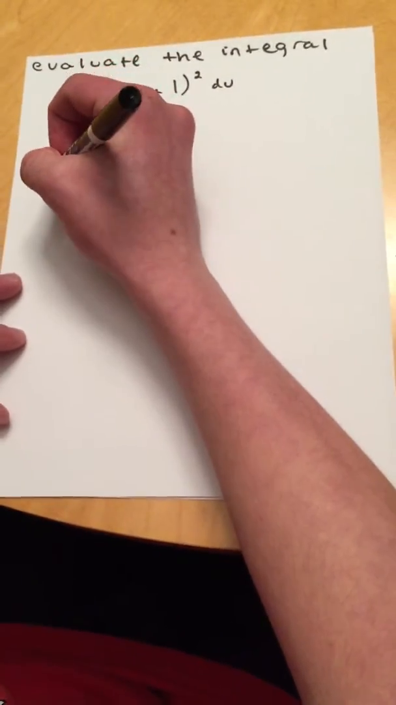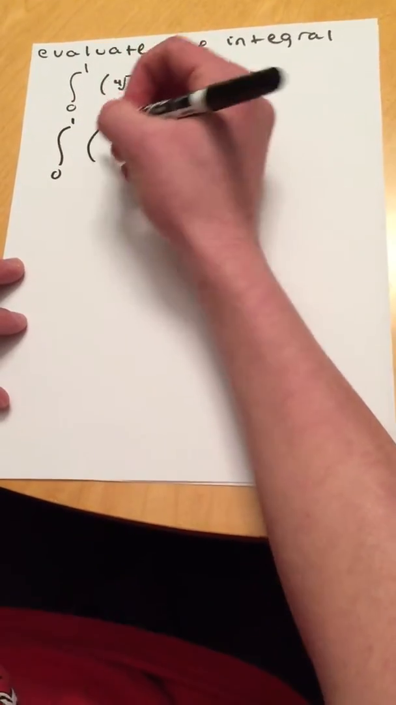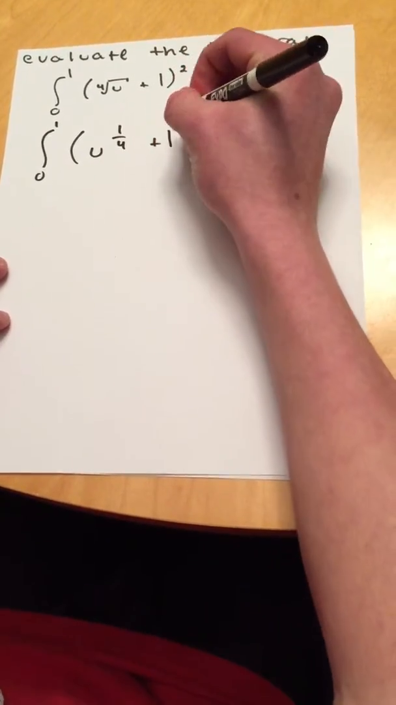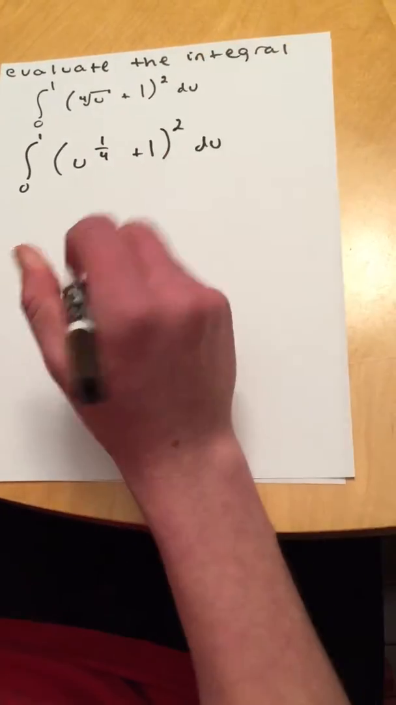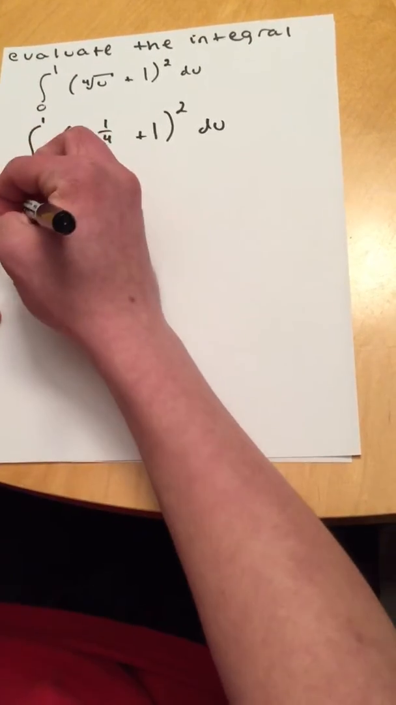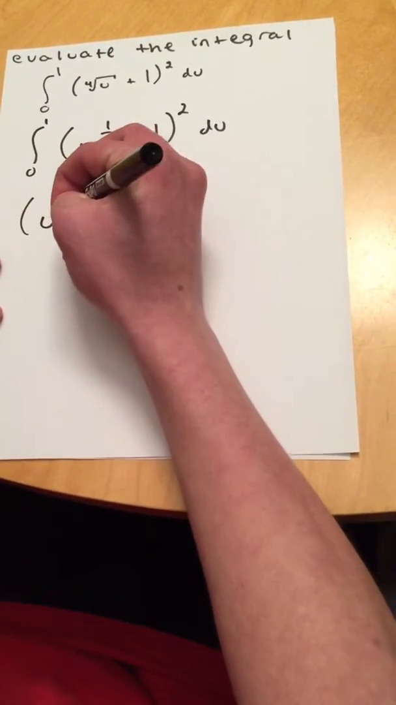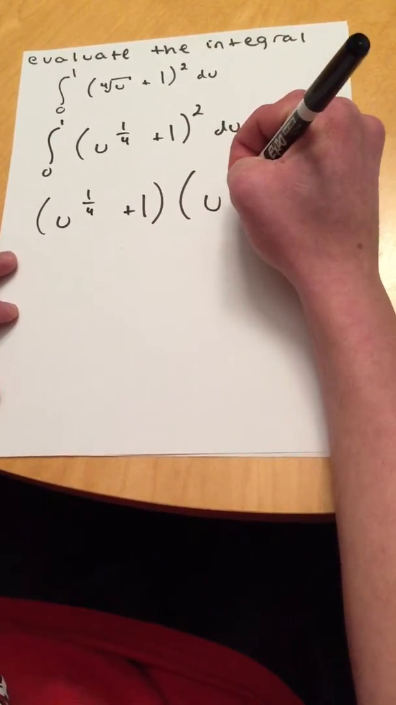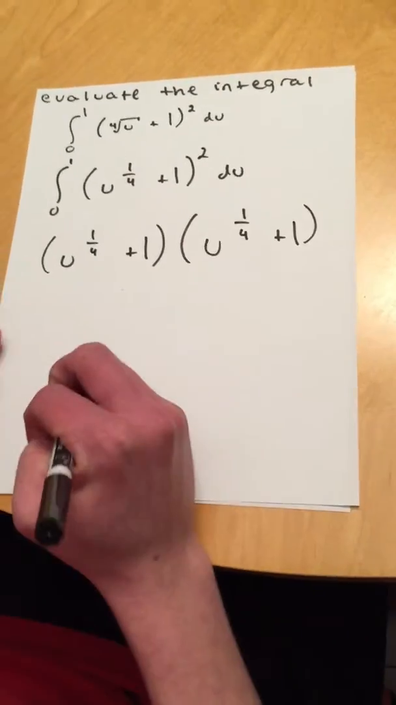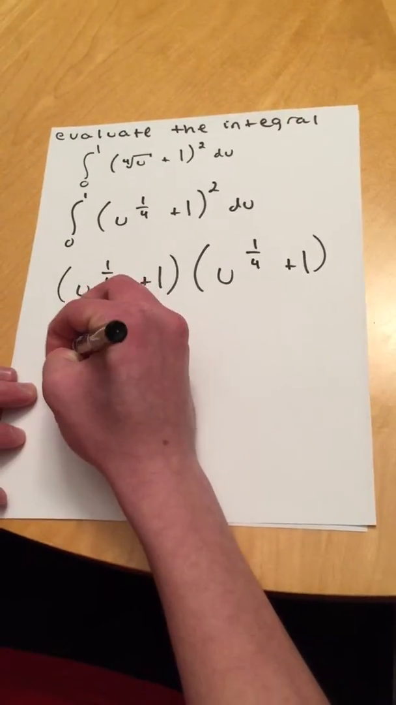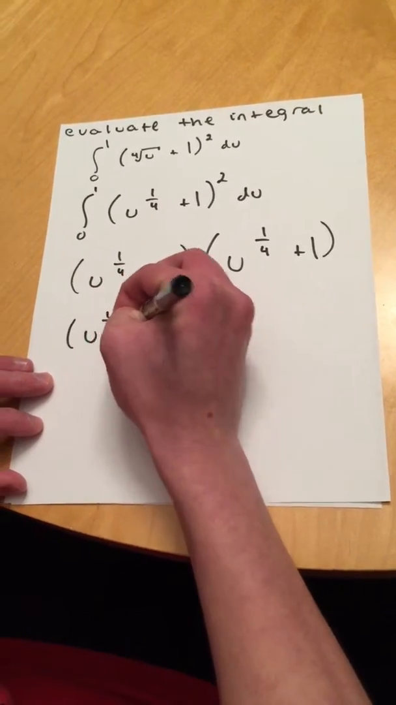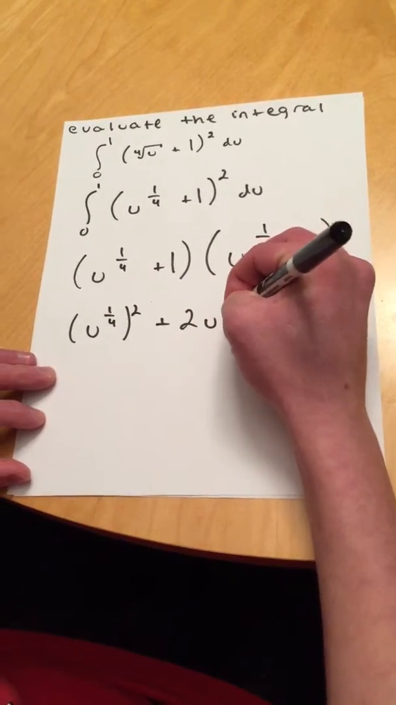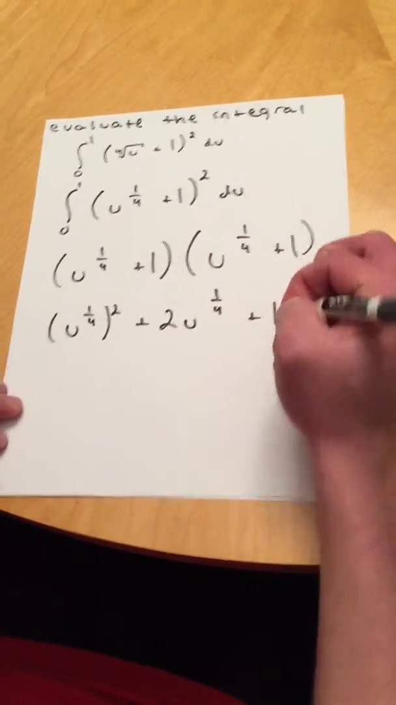So I changed the fourth root of u to u to the 1/4, plus 1, squared. And now what we can do here is FOIL this out. U to the 1/4 plus 1. So then you get u to the 1/4 squared plus 2u to the 1/4 plus 1.